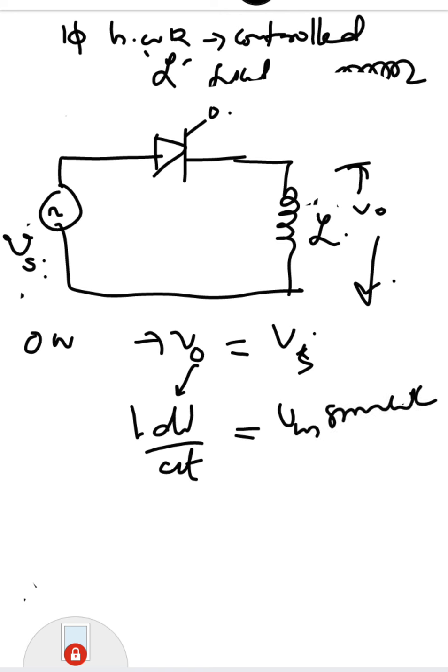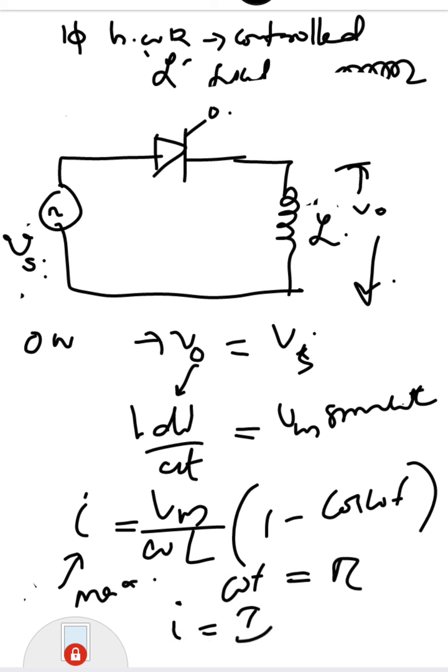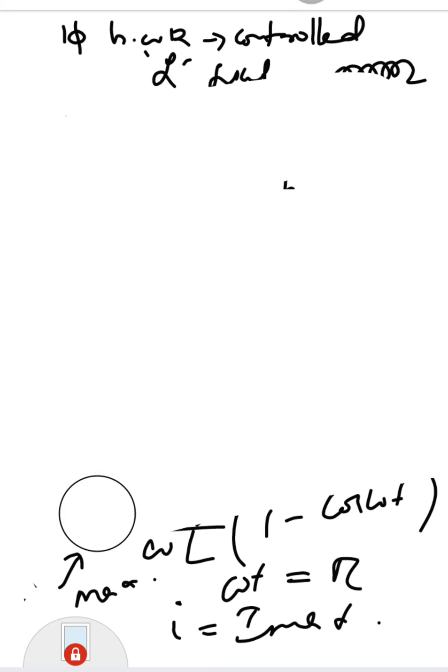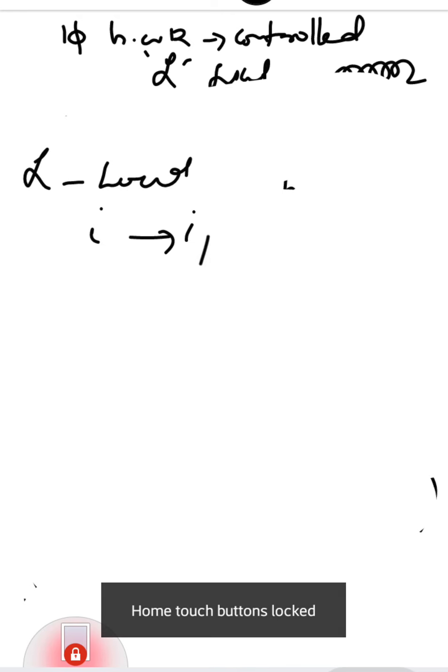So from this, if you find the value of current, I is equal to Vm divided by omega L, into 1 minus cos omega t. So when will I reach its maximum value? Whenever the value of omega t is equal to pi, I reaches I max. So the conclusion is, in an L load, current reaches peak value at omega t is equal to pi.